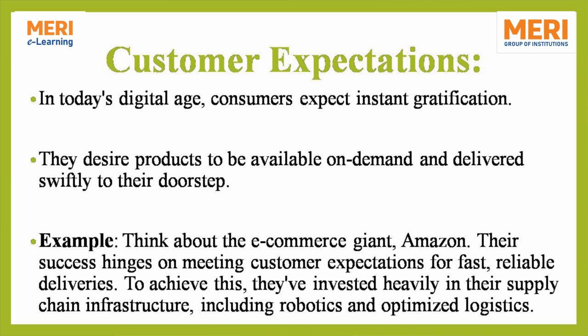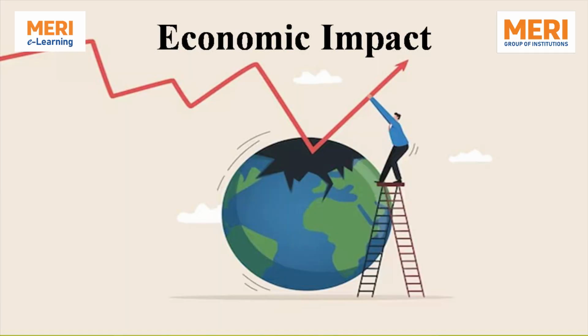For example, think about the e-commerce giant Amazon. Their success hinges on meeting customer expectations for fast, reliable deliveries. To achieve this, they have invested heavily in their supply chain infrastructure, including robotics and optimized logistics. And the last one is economic impact.